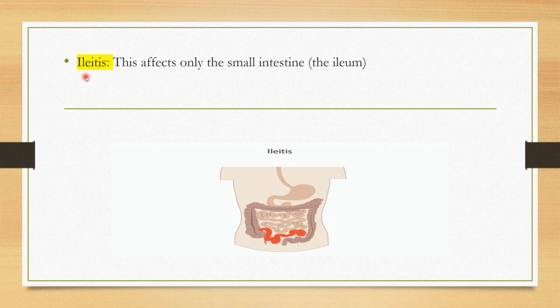Second type, ileitis, only affects the ileum of the small intestine, the most common type also, and this causes severe inflammation and deficiencies in vitamin B12, as this area is responsible for absorption of vitamin B12.